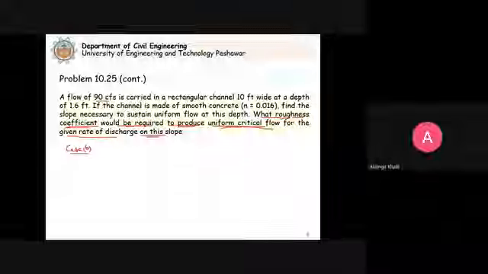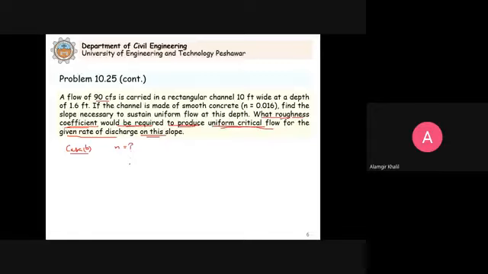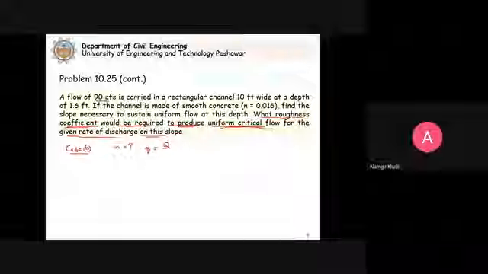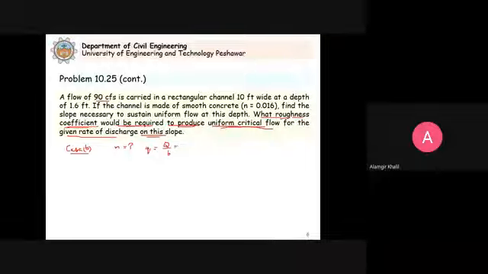So in this case we have to calculate the Manning's n, the value of Manning's n. Clear? That is to produce uniform critical flow for the given discharge on this slope. So now we have to calculate the small q, because we need to calculate YC. The YC formula is in terms of small q that we developed for rectangular channels. So q is equal to the total discharge, capital Q, divided by the width of the channel, and this will be equal to 90 by 10.